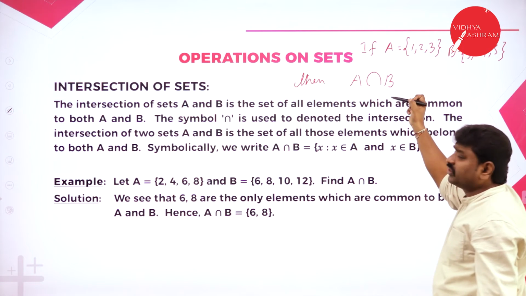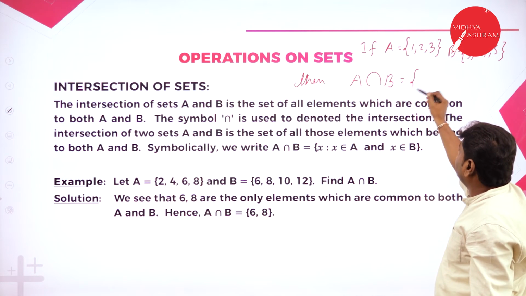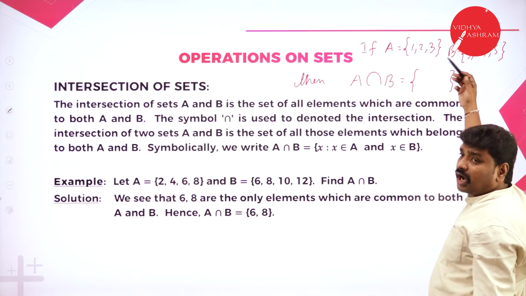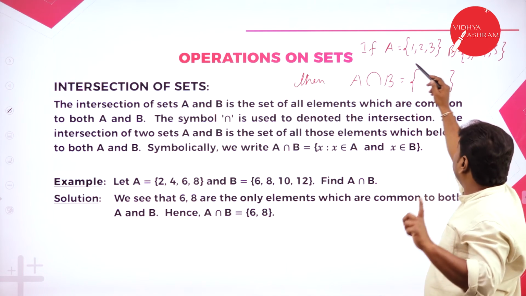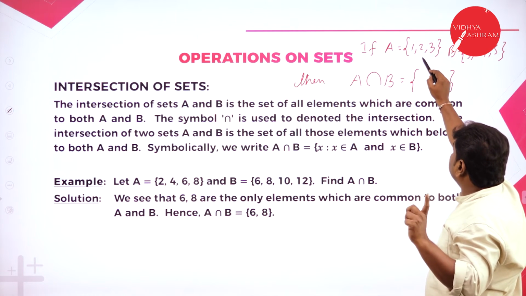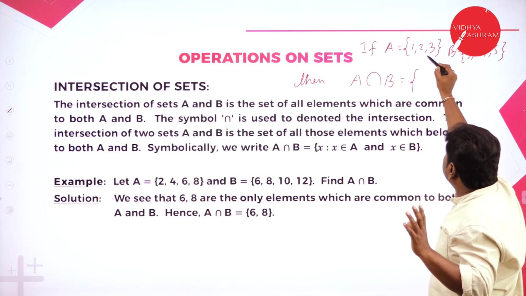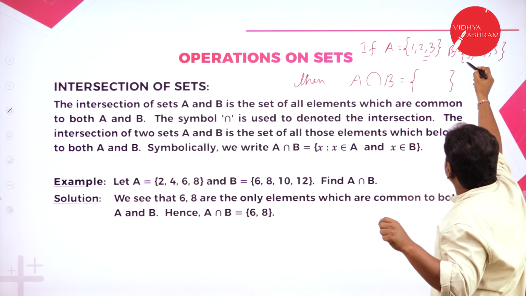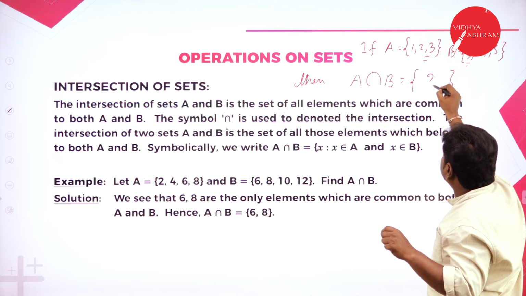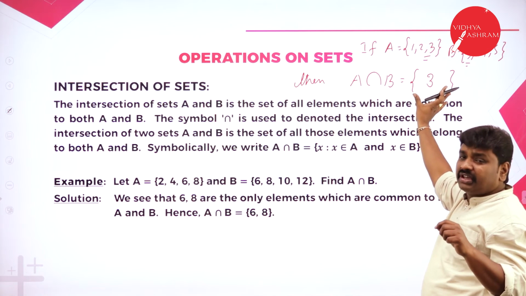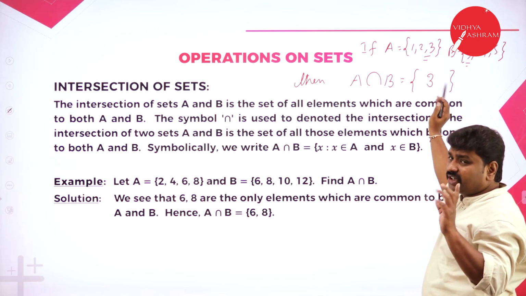All of you know how to read this. This is A intersection B. A intersection B means what? From both the sets, pick the common elements. 1 is present in A, but it is not in B. 2 is present in A, but it is not in B. 3 is present in A, and 3 is also present in B. I can write, so, A intersection B is a set containing the common element, that is 3.